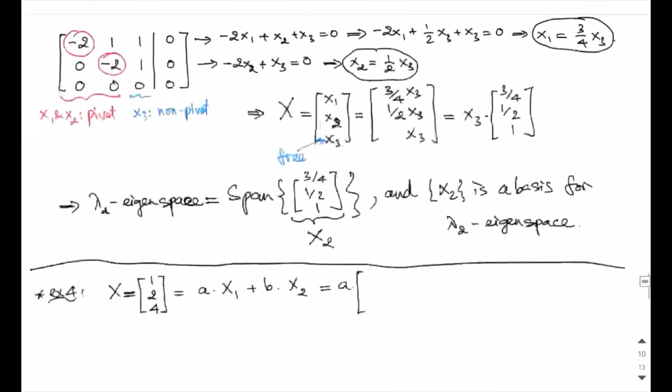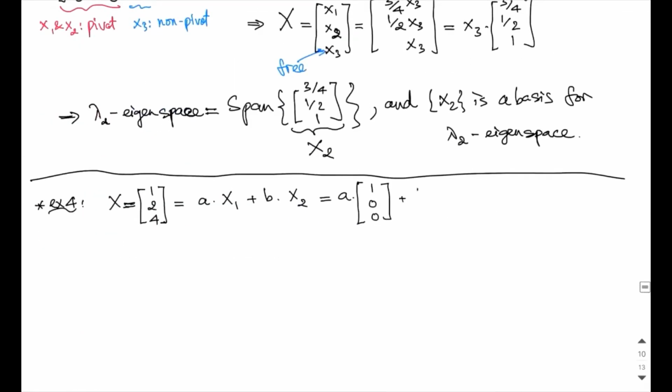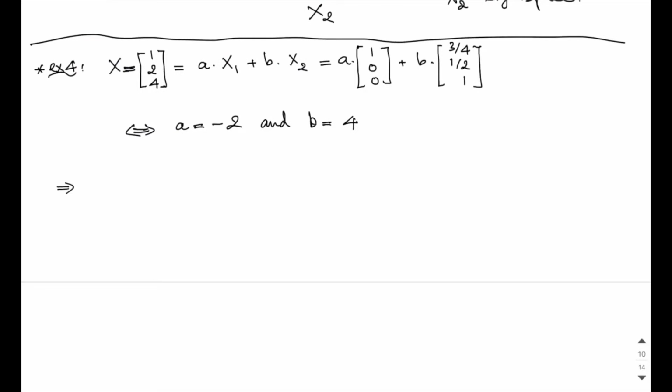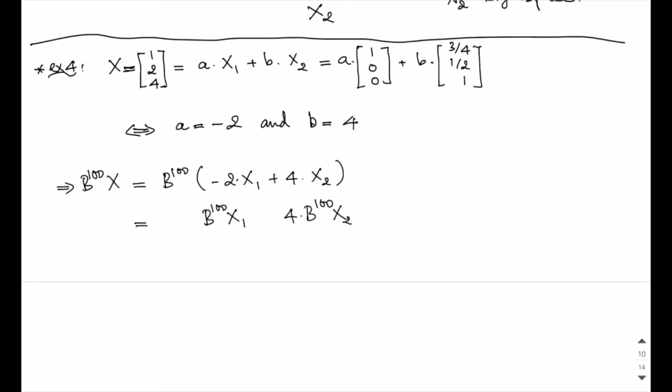The first one was 1, 0, 0. And the second one was known to be 3/4, 1/2, and 1. If you solve for A and B, then you are going to get A being negative 2 and B being 4. So this means that B100 times x is going to be equal to B100 times negative 2x1 plus 4x2. We know that this is the same as multiplying B100 directly with x1 and B100 directly with x2, and then multiplying the corresponding scalar and adding the result because of the linearity property.